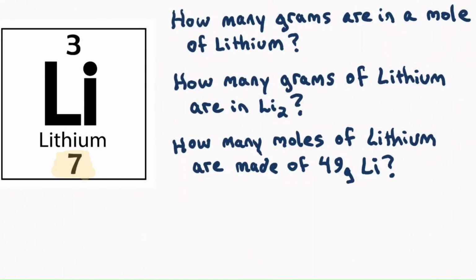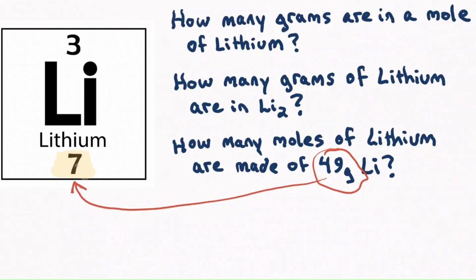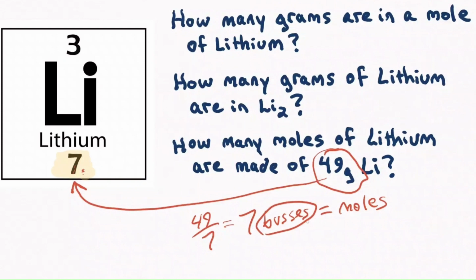Now, how many moles of lithium are made of 49 grams of lithium? So 49 grams, remember grams and people, that's this number down here, 7 per bus, or 7 grams per mole, but we don't have 7 grams, we have 49 grams. Well, if we take 49 and 7 people per bus, that's going to give us 7 buses, right? Or 7 moles, because remember, the buses are the moles. The buses are the container that hold a certain number of people or a certain number of grams of that element.